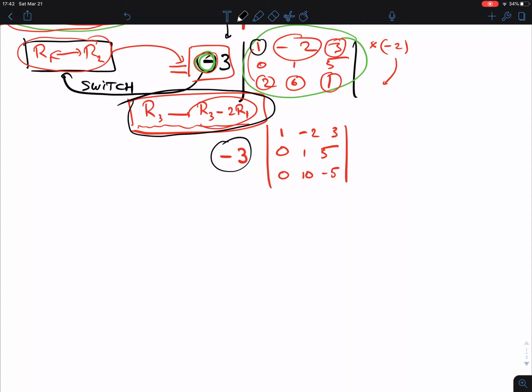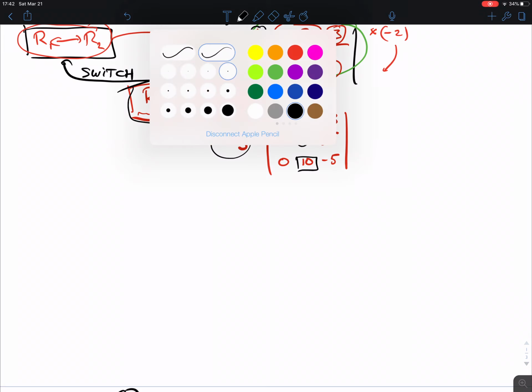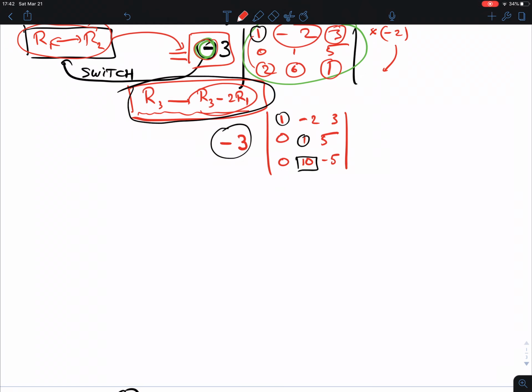Okay, so we can keep going. We have now our pivot, 1 on 1. The next one is this guy. Let's do it. That's the row operation we need. I hope everyone sees it. Row 3, replace that by row 3 minus 10 times row 2, using this pivot to make this 0.